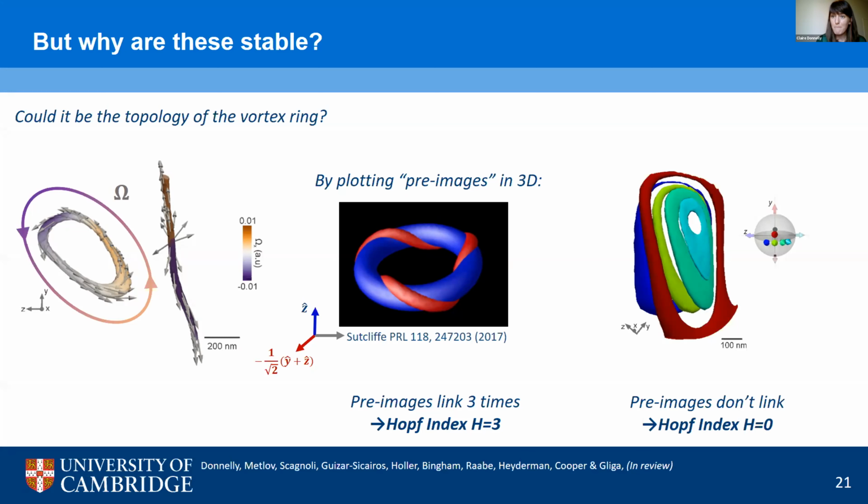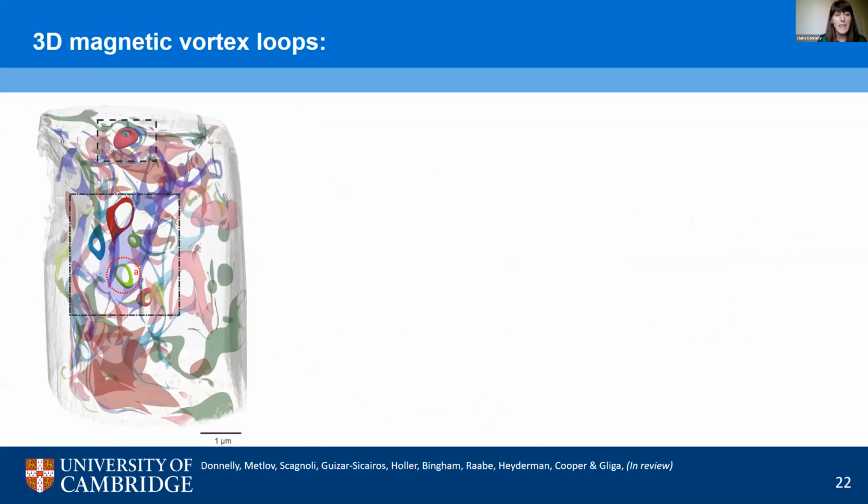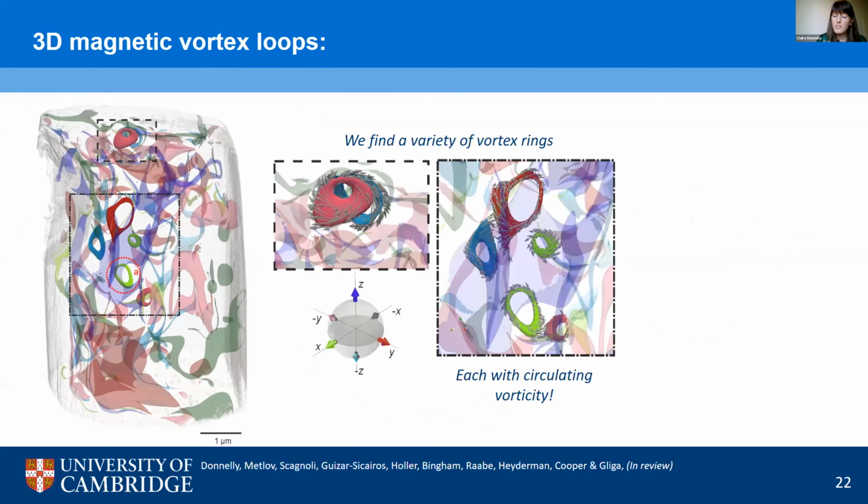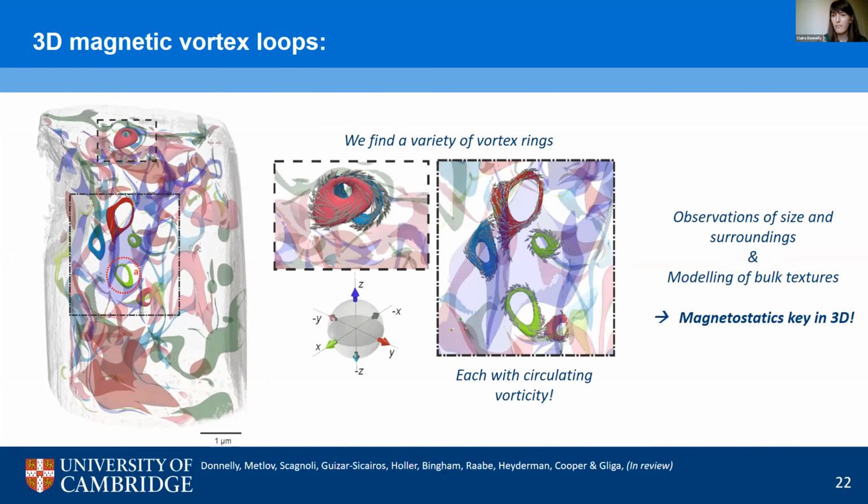We were able to gain a deeper insight into what could possibly be the root of the stability by looking for different structures to see whether we could observe more vortex rings within our pillar. And indeed, we were able to observe a number of vortex rings, each with circulating vorticity and each with a Hopf index of 0. And by looking at the structure of these vortex rings, their size and their surroundings, and also performing modeling of bulk textures that was done by Konstantin Metlov, we believe that it's actually the magnetostatic interaction that is responsible for the stability of these structures, highlighting that the magnetostatics are a very important interaction when it comes to 3D magnetic systems.